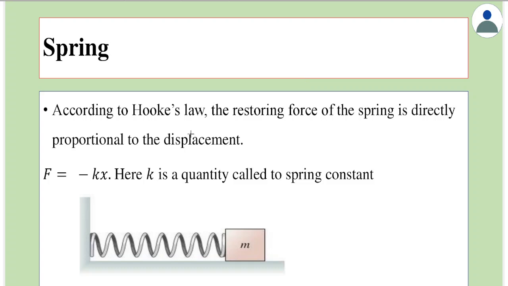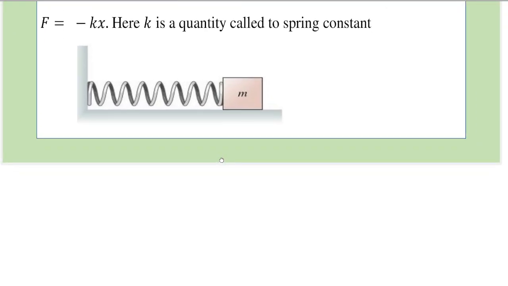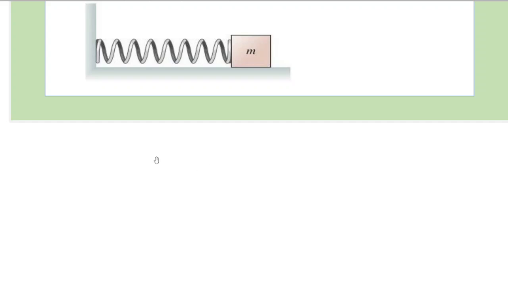Let's find out what the time period of a spring mass system is. To understand this, let's look at a spring mass system as given here. There is a spring which is assumed to be massless, to which a small mass m is attached. Now let's take some reference point for this system. Let's take the center of the mass as the reference point.